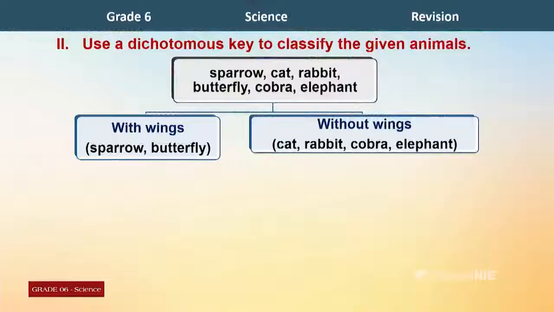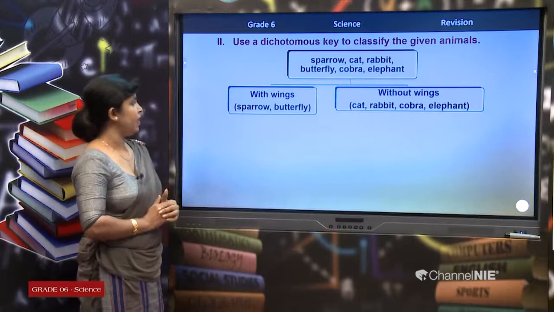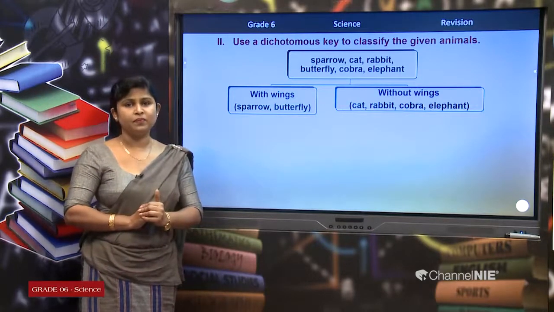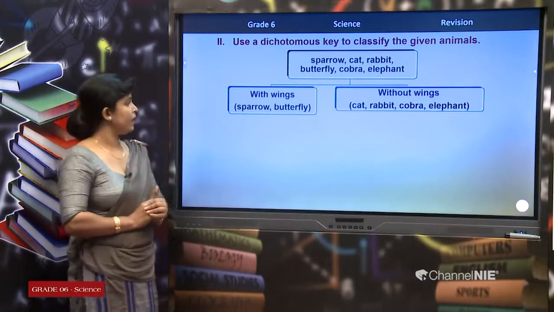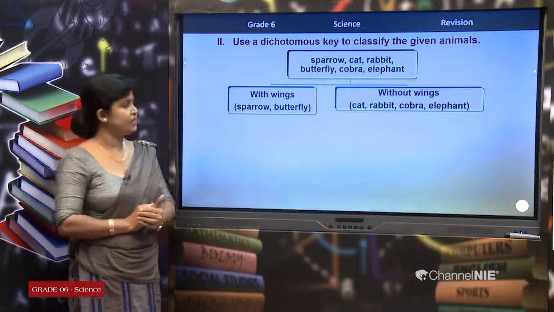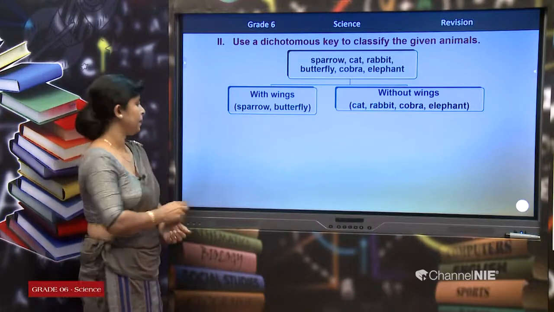With wings, without wings. My dear children, you have to consider the animals given here: sparrow, cat, rabbit, butterfly, cobra and elephant. Out of the animals given there, the animals with wings are sparrow and butterfly. The sparrow and the butterfly have got wings. Then without wings, the other animals do not have wings: cat, rabbit, cobra and elephant.